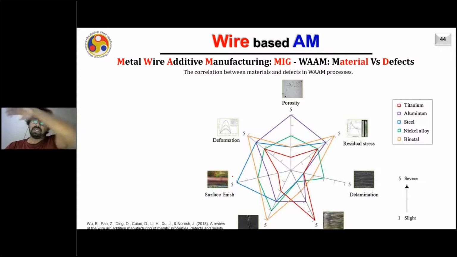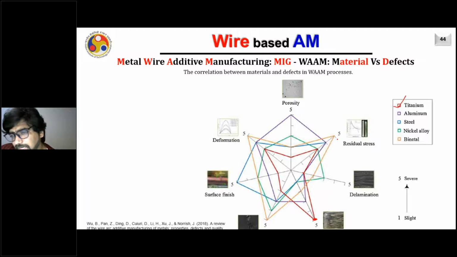So this is the material versus different types of defect we observe. Like the red color curve is corresponding to the titanium. You can see that the titanium is having a lot of issues related to the defect corresponding to the oxidations, because it's a very reactive material, you know that, while the issues related to delaminations are not really much.